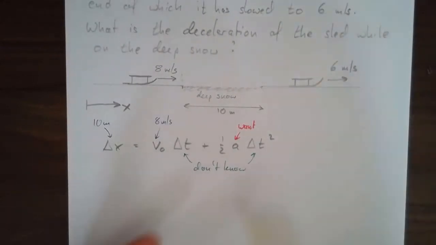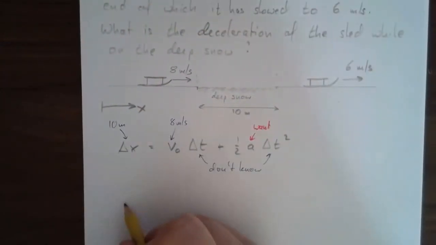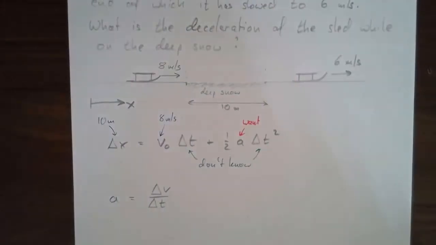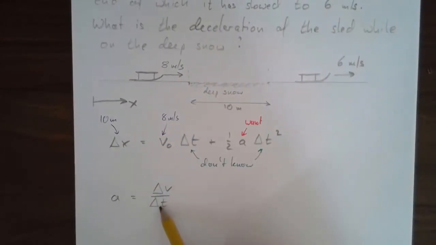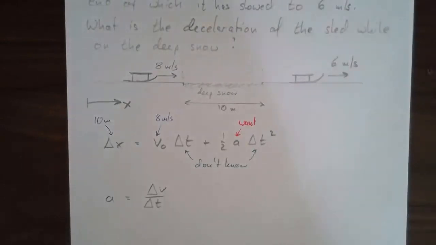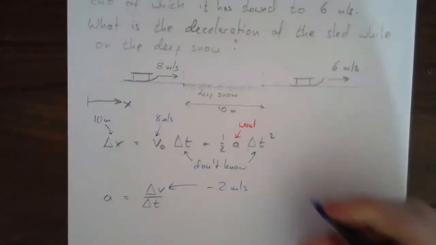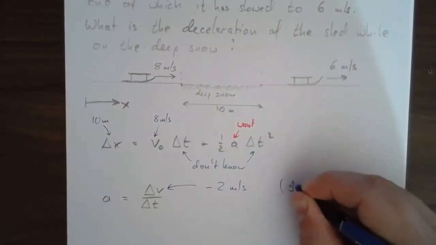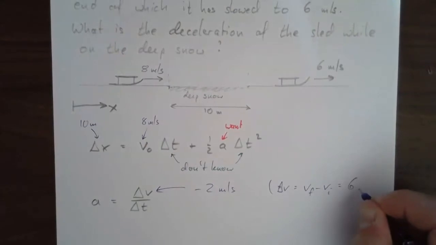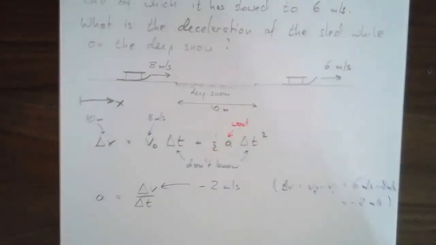But of course I'm not, because this isn't the only thing I can use. I know how acceleration relates to velocity. Namely, I have that a is the change in velocity per change in time. Now, I don't know delta t, but I know the change in velocity. It goes from 8 to 6. So this one is going to be minus 2 meters per second. Why? Because delta v is equal to v final minus v initial, which is 6 meters per second minus 8 meters per second, which is minus 2 meters per second. That's where I got that value from.